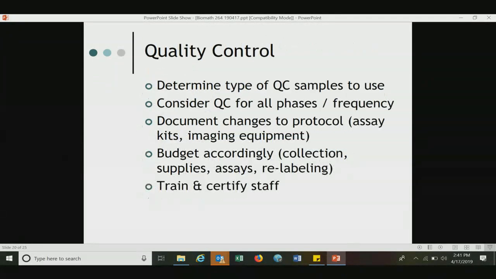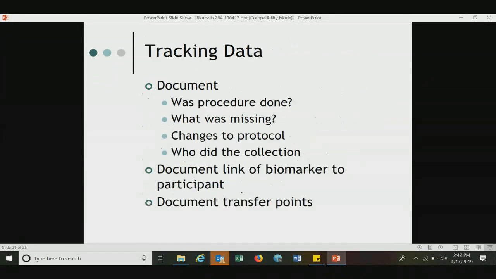We talked about QC last time, in terms of making sure that you're documenting your assay kits, how much sample to collect, how much money you have to spend on quality control, and then training and certifying staff. I think the last thing, let's see, oh, and then tracking data.